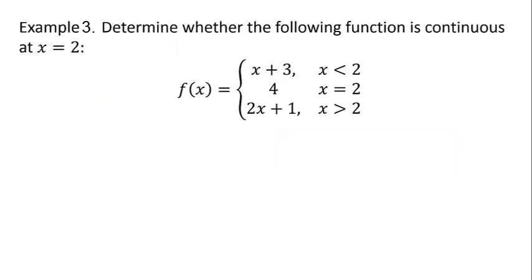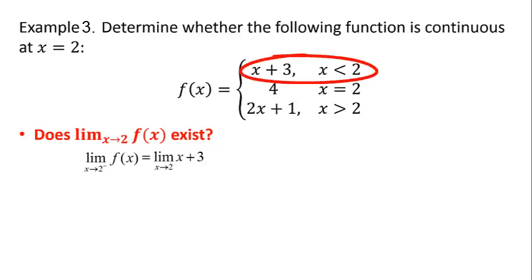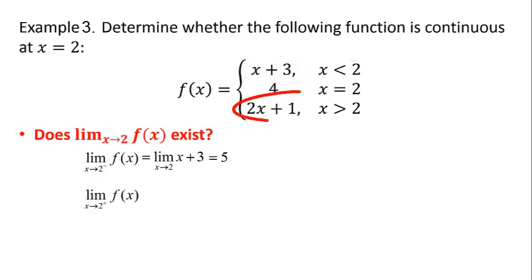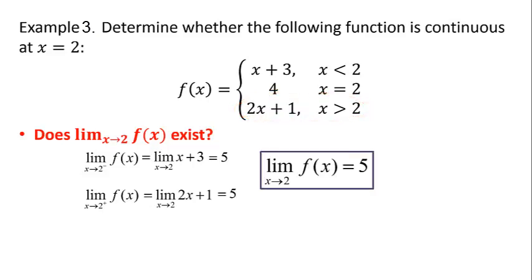For our final example, let's change our piecewise function slightly so that f is defined to be x plus 3 when x is strictly less than 2, 4 when x equals 2, and 2x plus 1 when x is greater than 2. Following our definition of continuity, we first check whether the limit of f exists as x approaches 2. When we approach 2 from the left, we get the limit of 5. This time, when we approach 2 from the right, we also get 5. Therefore, the limit of the function does exist as x approaches 2 and equals 5.